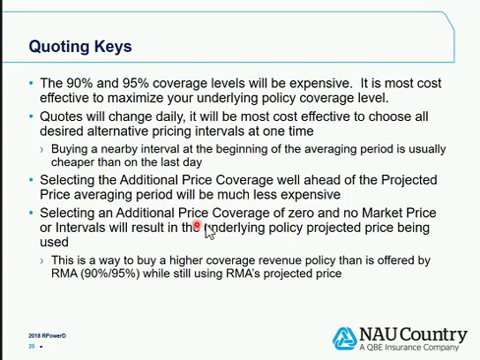As I mentioned, selecting an additional price coverage of 0 and no market price or intervals will result in the underlying projected price being used. In other words, if you just want to buy up to 90 or 95% level of coverage, that is an option. You don't need to do any of these pricing mechanisms. You can just simply buy additional coverage with your RPowerD to enhance your revenue policy.